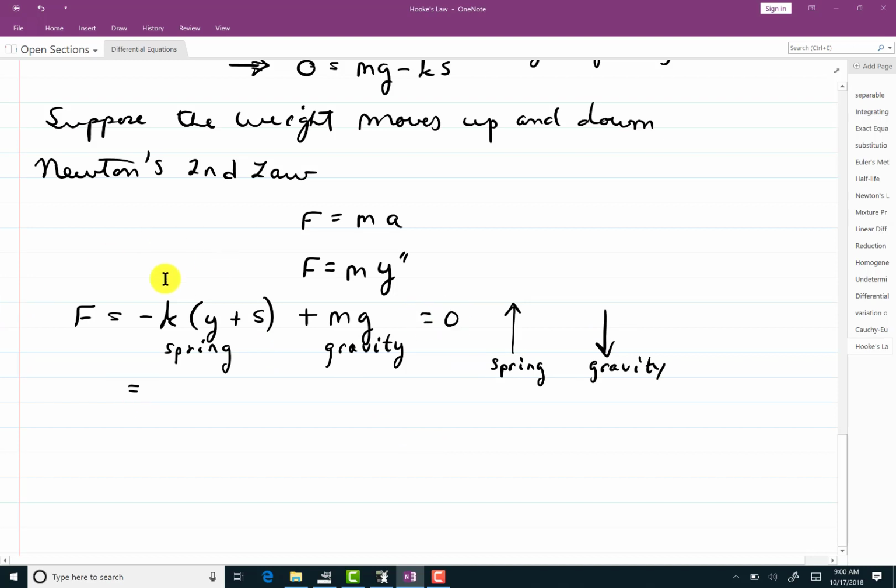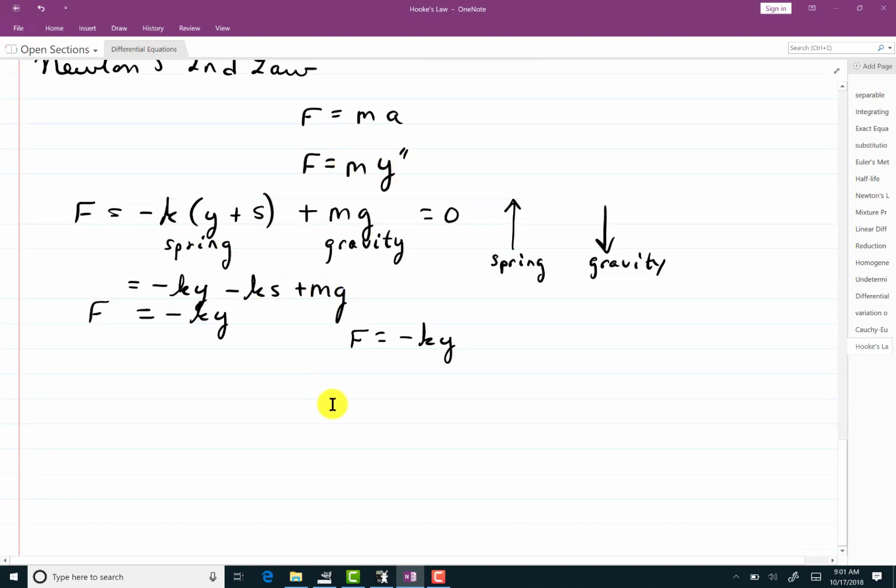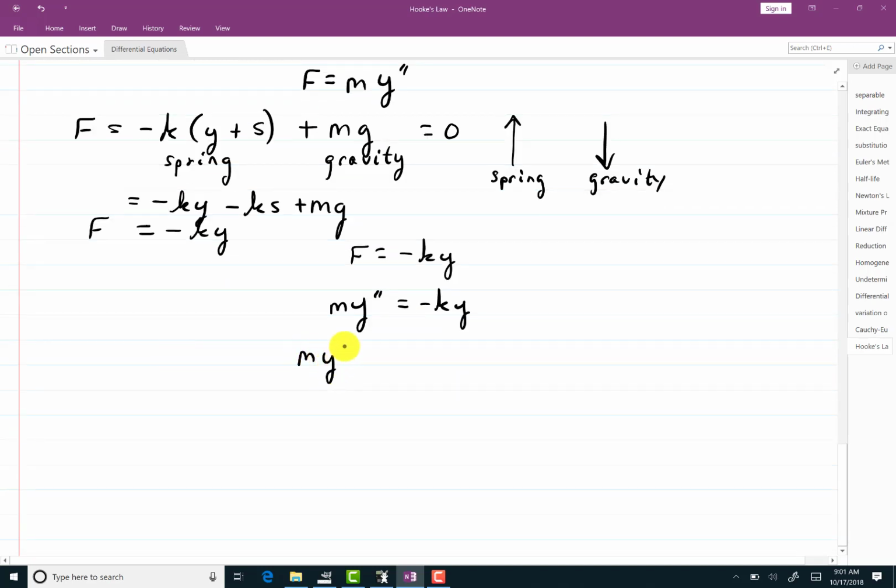But let me go ahead and multiply this through. Negative k times y minus k times s plus mg. And of course, we already know that the negative ks plus mg is equal to 0. So I'm left with force equals negative k times y. Now, force, I'm going to use the other version here, m y double prime, and then add ky to both sides. m y double prime plus k times y equals 0. And from right here, this is a differential equation that we can solve.